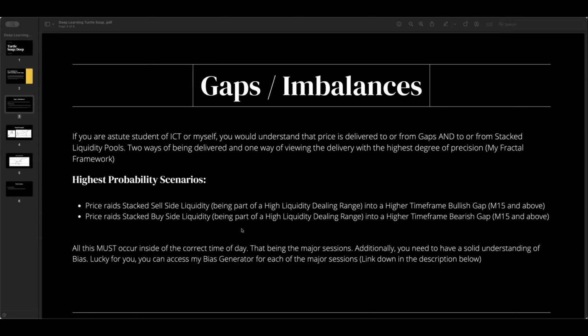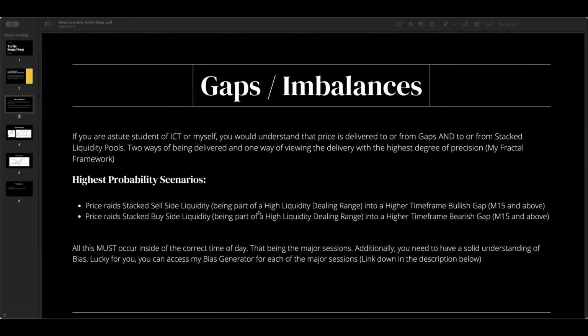Okay, but what it's actually doing is it's giving you literally 90 to 100% accuracy on bias for each session. I'd say from London, New York, and PM session. It's going to give you the bias for all of these guys. And all you have to do is just know how to enter. Simple. Go watch any damn ICT video, learn how to enter, get the bias from my bias generator, and then simply buy and simply sell. Make money, go to sleep, rinse and repeat.